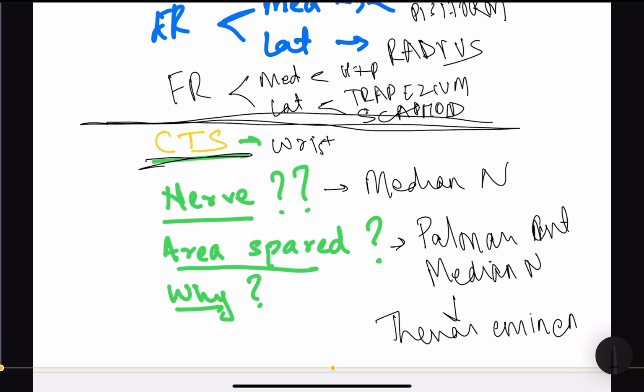Okay, so that is something which is very important. What area is supplied by the palmar cutaneous median nerve? And that is the thenar eminence. That is really high yield. Okay, now let's say if someone actually does have CTS, what are the few things that we can expect this patient to have? Obviously, he's going to have tingling, right? There would be paresthesia over certain regions, right? But not the thenar eminence.